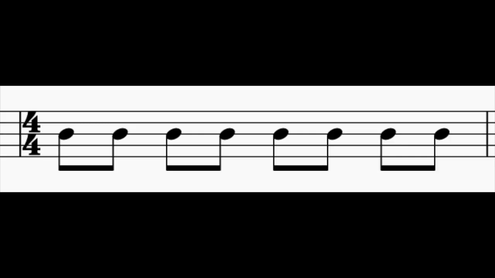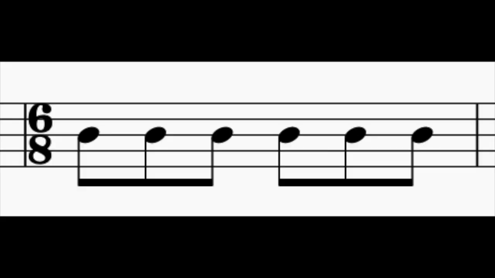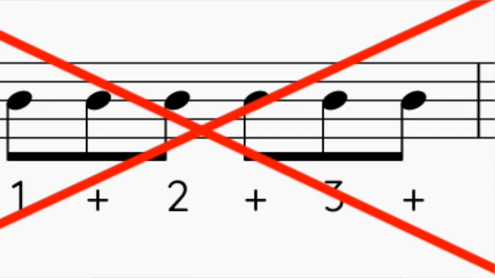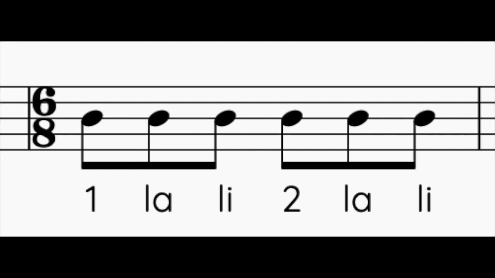Now, normally in music, we group eighth notes in groups of 2. However, with 6/8, we actually group these notes in groups of 3. And instead of referring to these eighth notes as 1 and 2 and 3 and, because that would be confused with 3/4, which would be very similar, we instead call these 1 lolly, 2 lolly. So you'll notice that in 6/8, there's actually 2 big beats and 6 small beats. 1 lolly, 2 lolly.